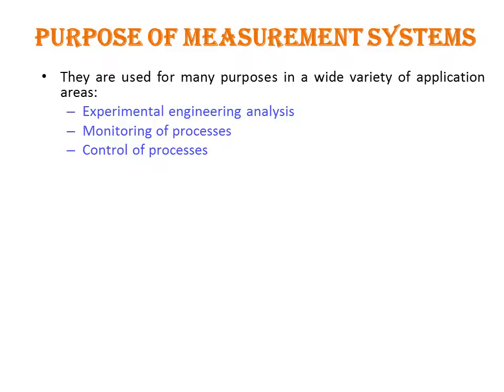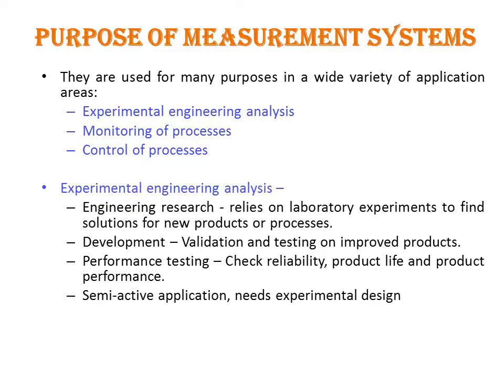In this way, the measurement system serves us in finding or in analyzing a process or a system. There are different applications where the measurement system is useful. Experimental engineering analysis, monitoring of a process and control of process. First, in the experimental engineering analysis application, any engineering research which involves in finding a new product or process involves measurement system. The measurement system also helps us in testing the validation or improved products. The measurement system also checks the performance testing.